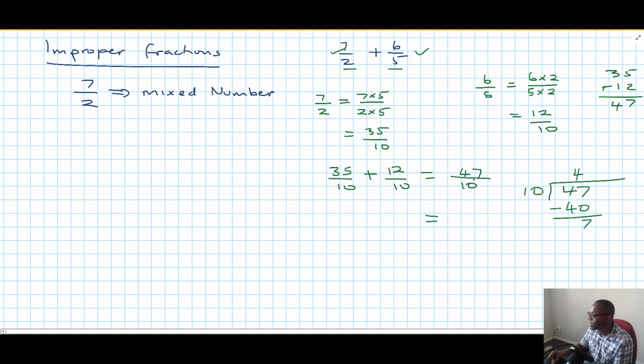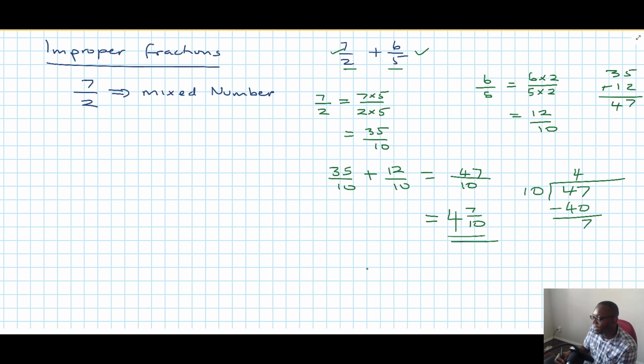So 47 over 10 tells me that there are 4 groups of 10 in 47. There's a group with 7, and we're supposed to have 10 groups. So that's how you would add improper fractions that have different denominators. If they had the same denominator, you just go ahead and add the numerators and you should be fine.